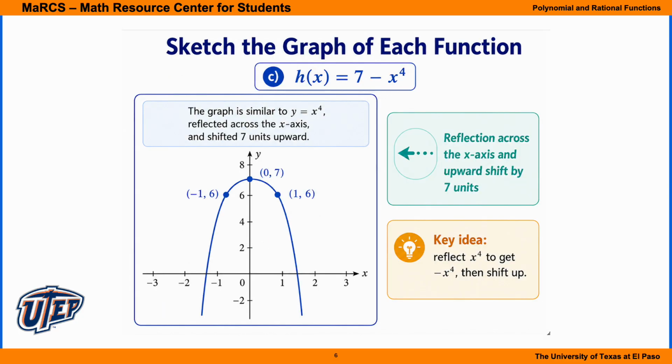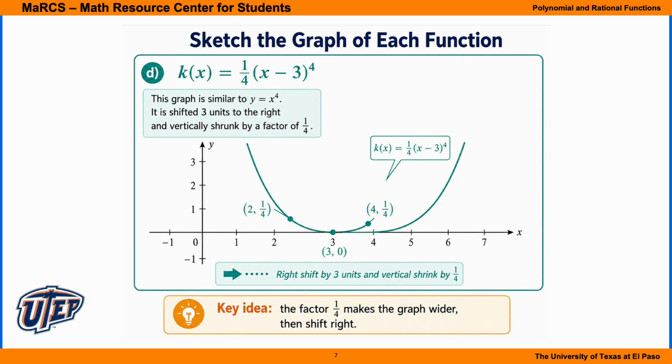Here is another example practicing shifting the graph vertically. Our function h of x is equal to 7 minus x to the power of 4. Our degree is even, so it is similar to the function y is equal to x to the power of 4. But now we have a negative in front of the x to the power of 4, so that means our graph will be reflected across the x-axis. Now our constant term, 7, is positive, so that means it'll be shifted 7 units upward. Had it been negative, we would shift the graph y is equal to x to the power of 4 down 7 units. So the constant term in a polynomial function will give us our y-intercept.